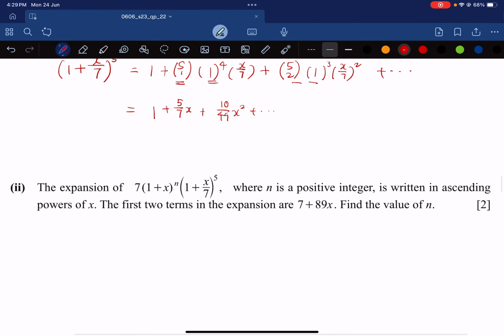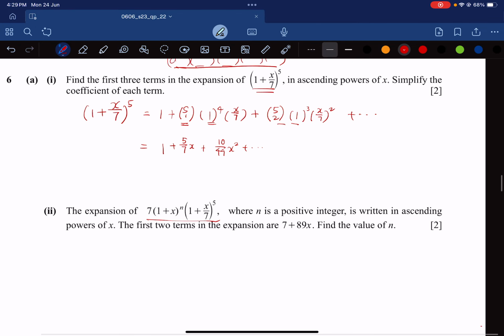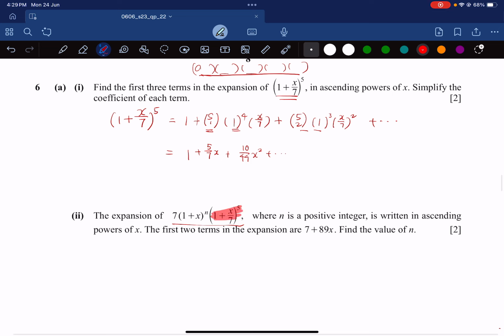The expansion of this whole thing, where the third term, the second bracket is what we have done here, where n is a positive integer, is written in ascending powers.